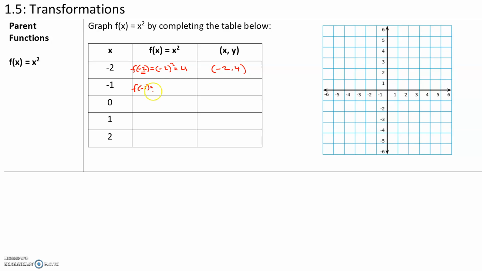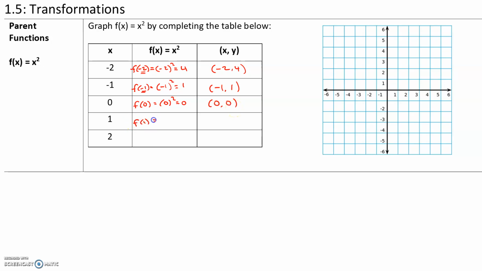Our second point, we're plugging in x equals -1. That's our input, so we replace the x value with -1. -1 squared is +1. So our next point is -1, 1. If x is 0, we want to find what is f of 0. This is 0 squared, which is 0. So our next point is 0, 0.